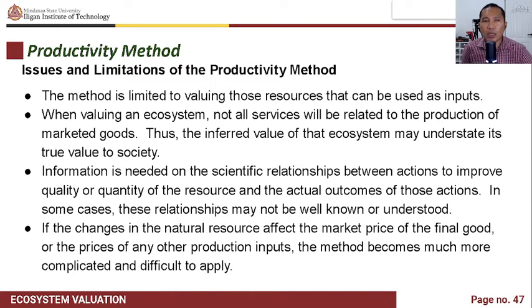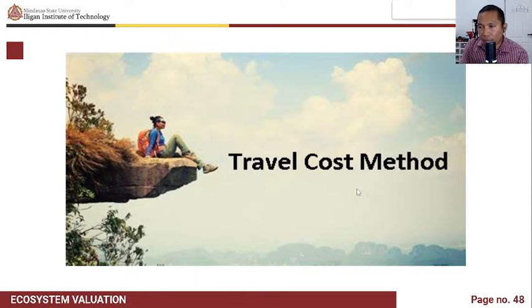And information is needed on the scientific relationships between actions to improve quality or quantity. In some cases, these relationships may not be well known or understood. If the changes in the natural resource affected the market price of the final good or the prices of any other production inputs, the method becomes much more complicated and difficult to apply.